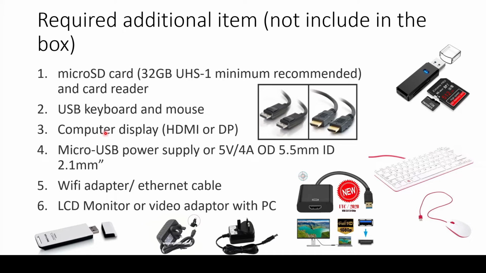Okay, so these are all the required additional items you need to buy to make your Jetson Nano work. The first thing that you need is actually a micro SD card. Minimum is 32 GB, but of course, the bigger the better. And UHS1 is the one that has a higher speed for now. But if there is a memory card that has better speed capabilities, then you should consider buying those as well.